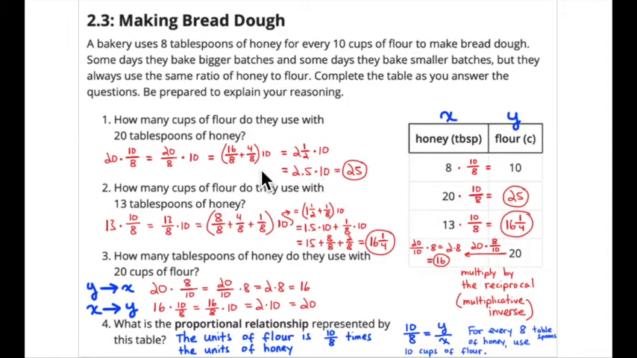I want to show you how you can come up with this constant of proportionality right here of 10/8. So it's 10/8, 10/8, 10/8. And notice if you go in the opposite direction, you're going to use the reciprocal, 8/10. But first of all, let's focus on that 10/8, and then we'll come back and go through a little bit of this arithmetic.